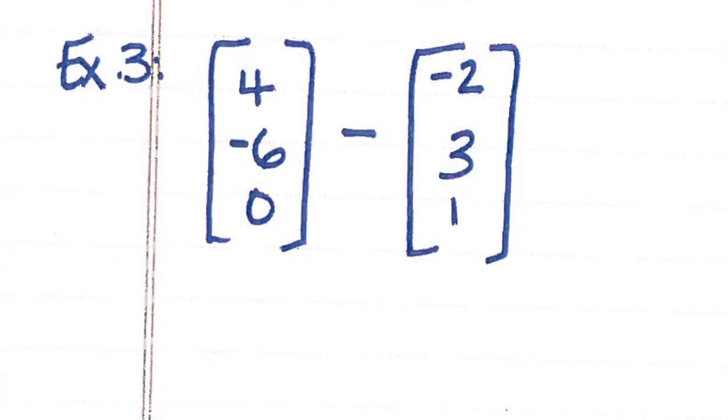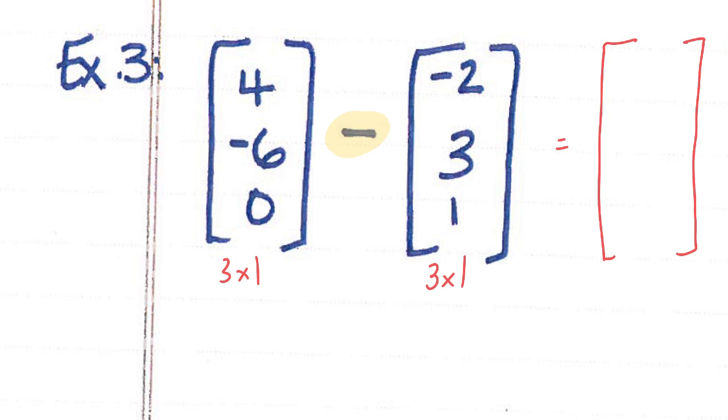Can we add? Oh, just kidding, we're subtracting. Make sure you pay attention to the sign. Because we're adding and subtracting, we're going to do the same things. Can we subtract a 3 by 1, again, rows by columns, with a 3 by 1? For sure we can. The answer will also be a 3 by 1. 4 minus a negative 2 is 6. Negative 6 minus 3 is negative 9. 0 minus 1 is negative 1.